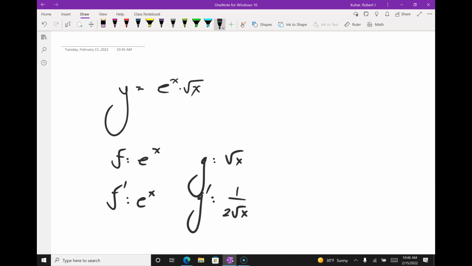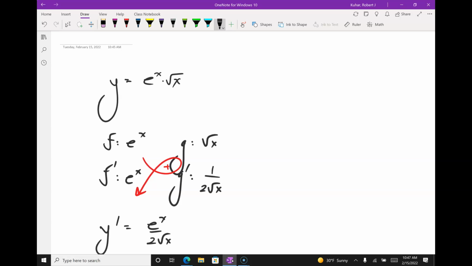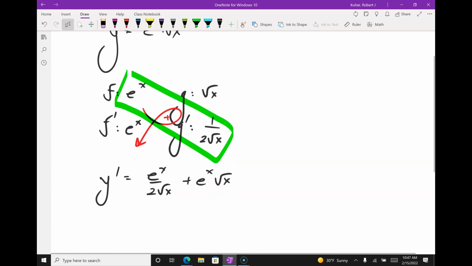Does anybody need to see that with the power rule? Anybody want to see that shortcut derivative? Let's have everything memorized, right? Product rule is going to come from here with a plus sign. So I'm going to get y prime is e to the x over 2 square roots of x, right? You see that product there, yes? Plus e to the x square root of x. Everyone okay here?